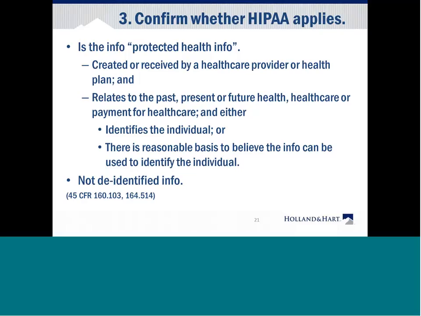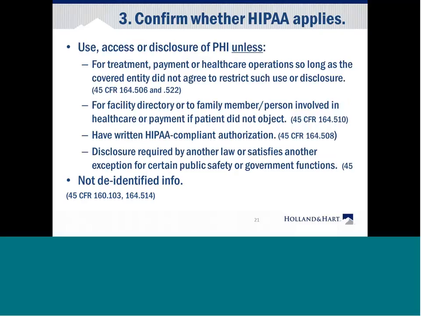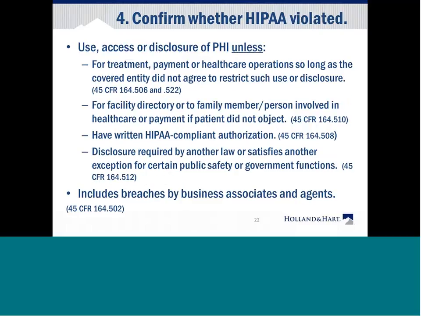If you have a situation where certain information is disclosed that would otherwise be protected health information, but there's no way to link that information to a specific individual, then HIPAA probably doesn't apply to that disclosure. Now, HIPAA applies to the use, access, or disclosure of protected health information. Note that it's not only the disclosure outside your entity, but also the internal use or access, improper access to the information internally, unless you satisfy one of these 4 standards.